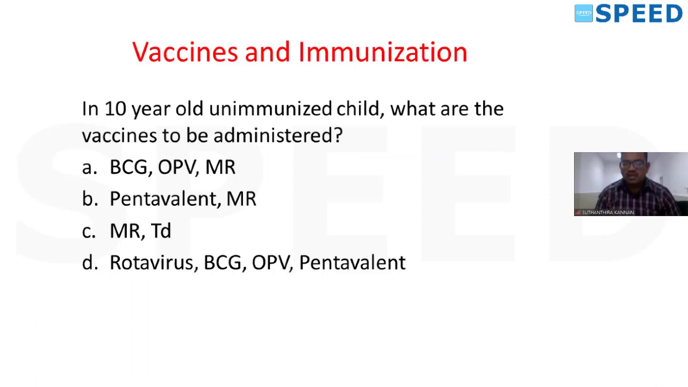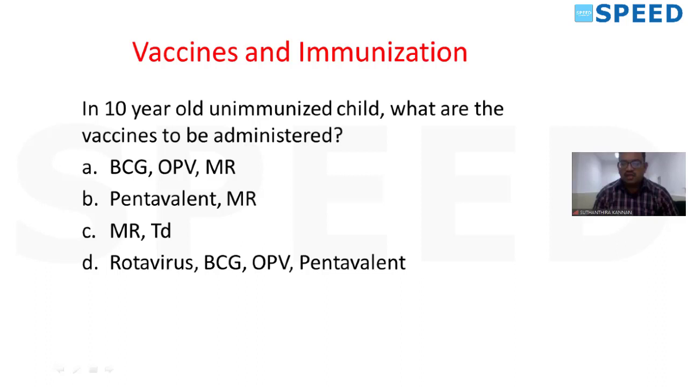The topic which we are going to discuss, we'll go with this MCQ. In a 10-year-old unimmunized child, what are the vaccines to be administered? Option A, BCG, OPV and MR. Option B, pentavalent, MR. Option C, MR and TD. Option D, rotavirus, BCG, OPV and pentavalent. So we will go with the topic discussion, then we come to the MCQ for the answer.